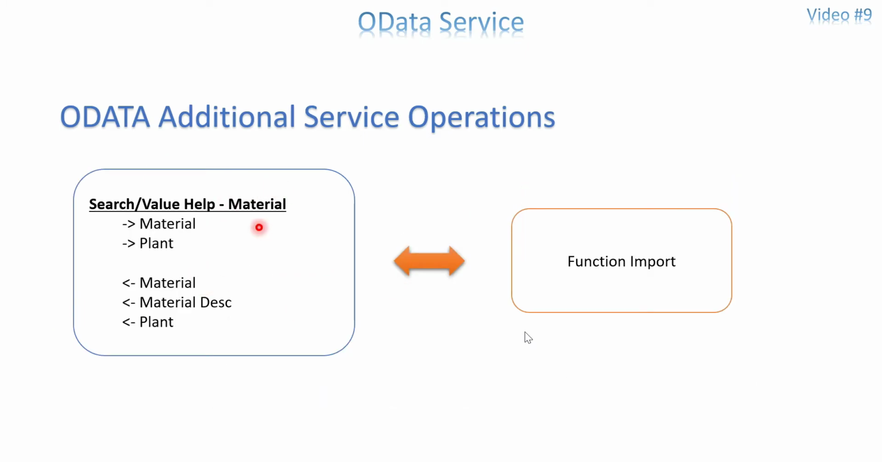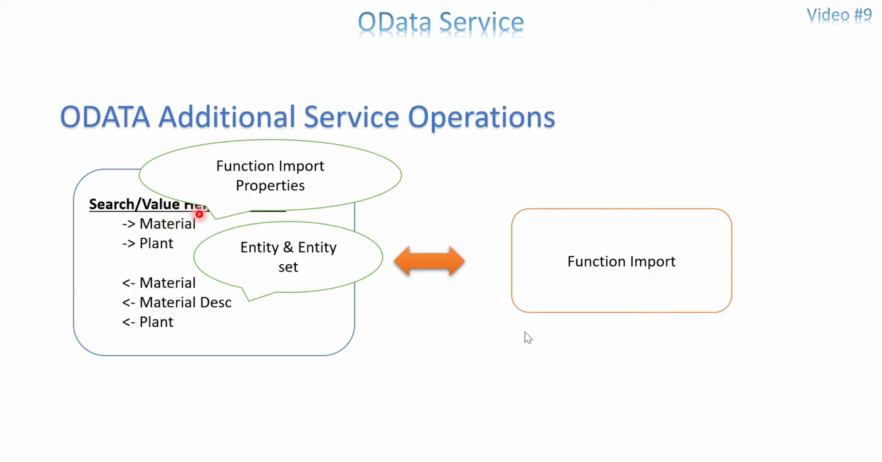So this is my requirement. Take a search help for a material. I'm receiving material and plant from the UI application, and with the help of that I'm going to get the information from my backend system. After that, I'm going to send the material description and plant. For simple understanding, you can say these are import and export parameters, though technically we can't say that. For our understanding, this is the import parameter and this is the export parameter for the function import. Technically these are function import properties, whatever is coming from the UI.